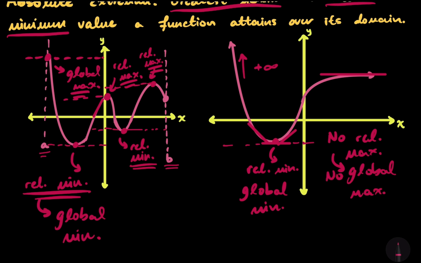And so that's how we can analyze the graph of a function in order to determine its global minimum and maximum points. And that's really just the definition of absolute extremum.